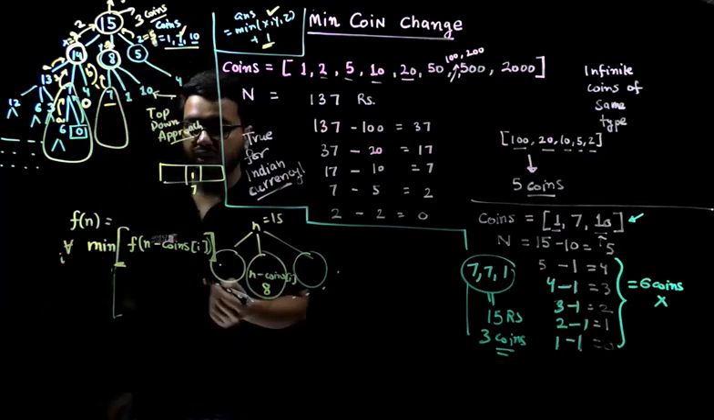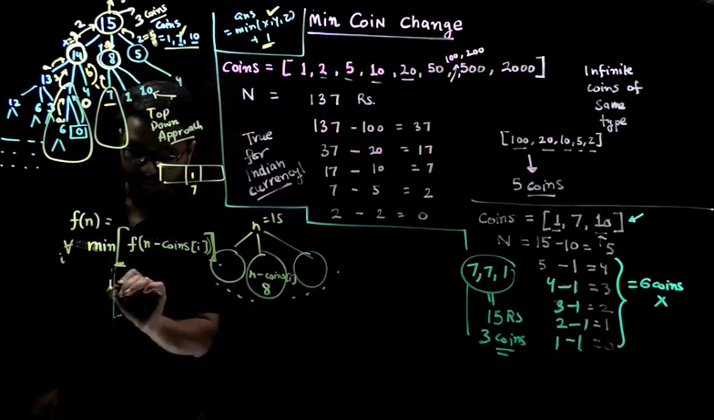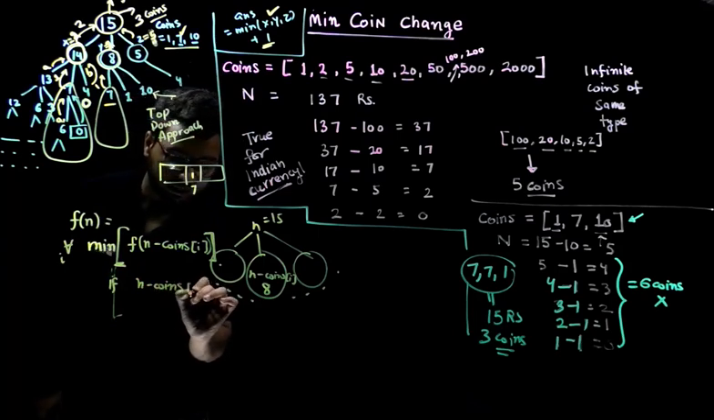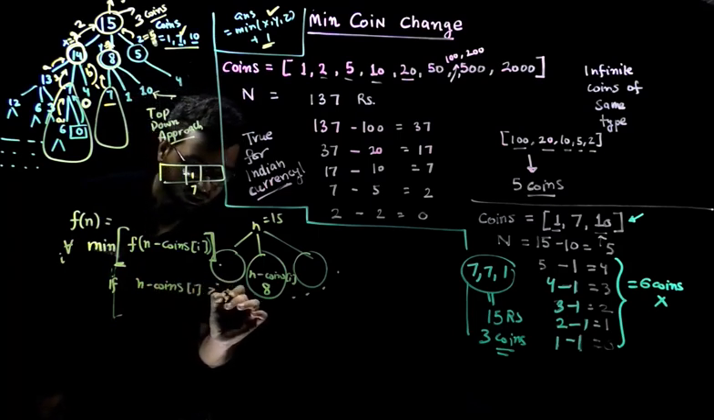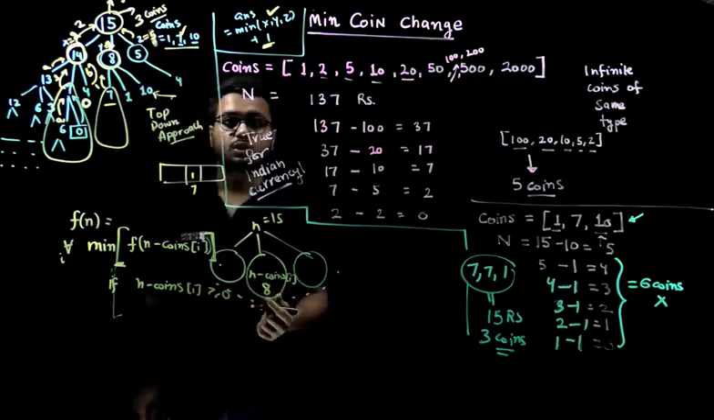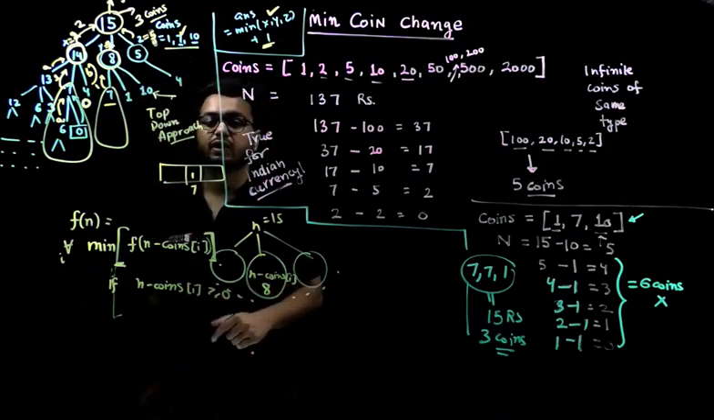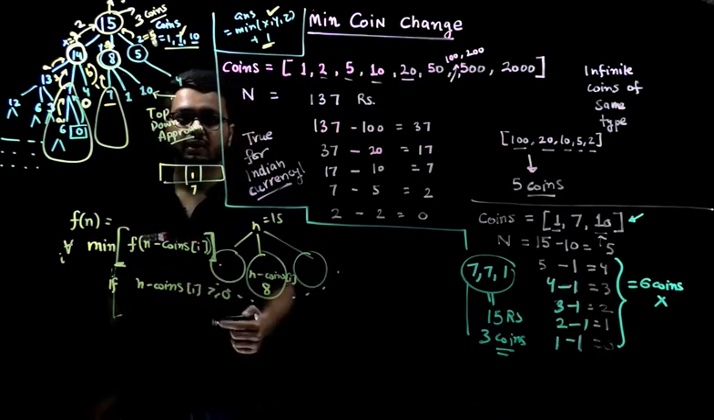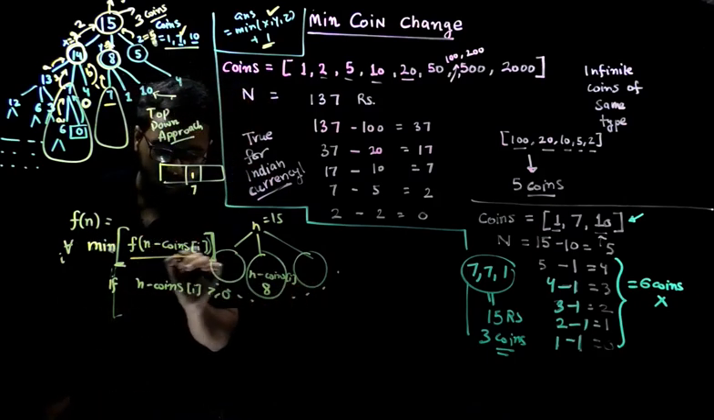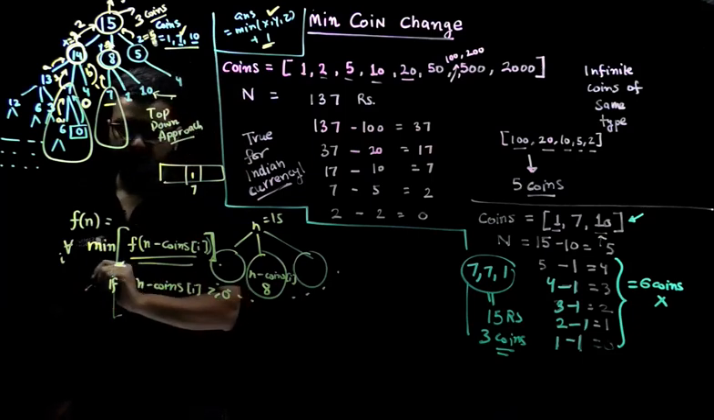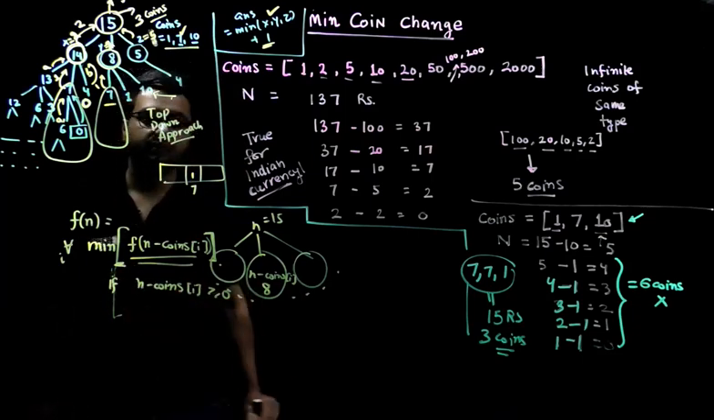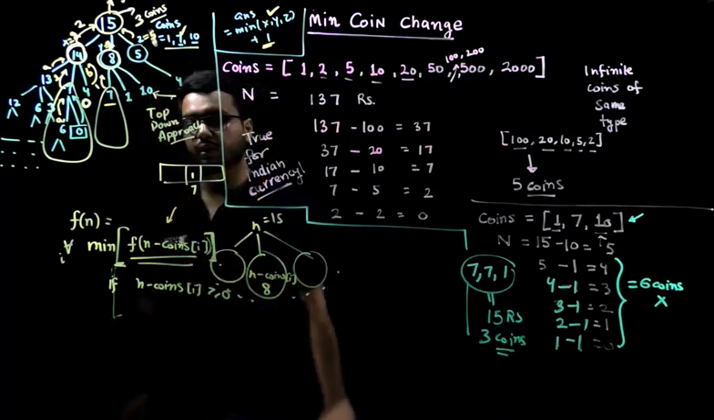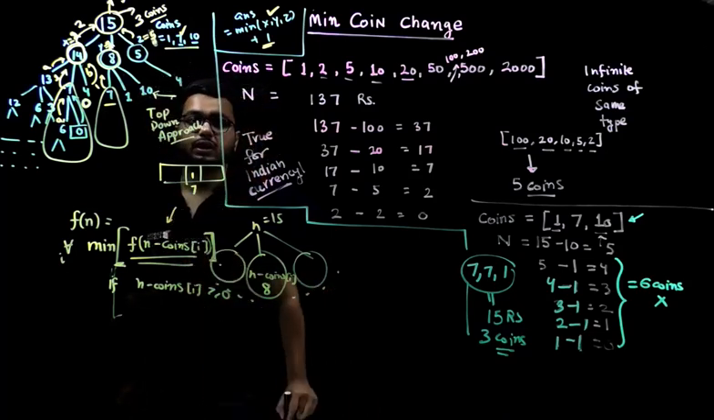So you have to try for all i, provided n minus coins of i is greater than or equal to 0. So you cannot pick a coin whose denomination is greater than the value of n. For example, if you want to make 7 rupees, you cannot pick a 10 or 20 rupee coin. So you just compute this value and you take the minimum for all possible values of i. This is what you are going to do in a top-down DP approach.